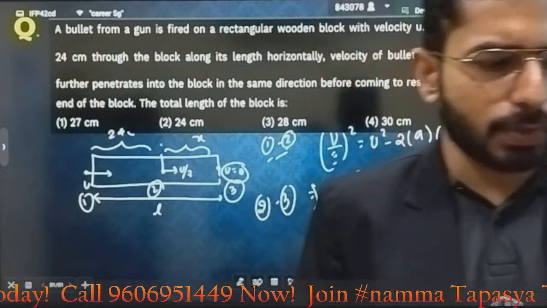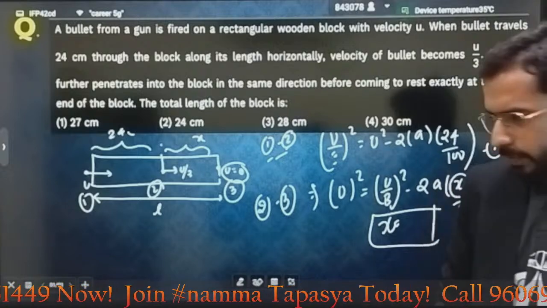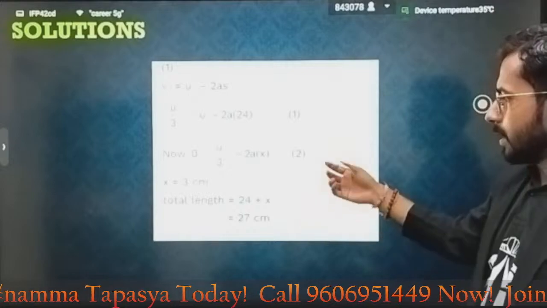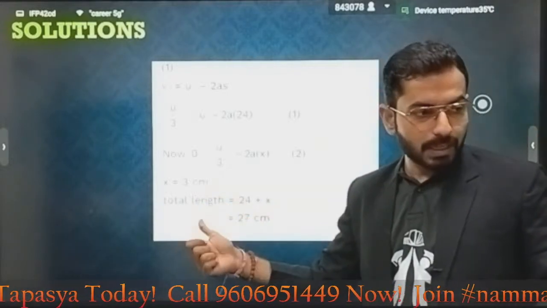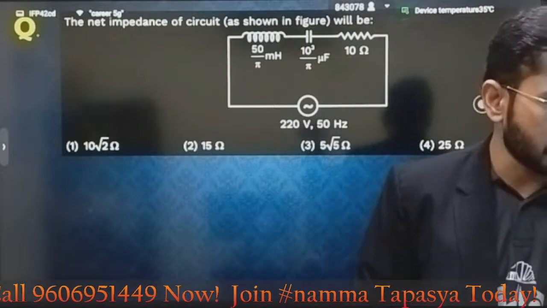Now I'm leaving it up to you to solve this question. Correct? Solve these two equations, simple equations are there, you will get your answer. And the answer I will also tell you: x will come equal to 3, and the total length will come equal to 27 centimeter.